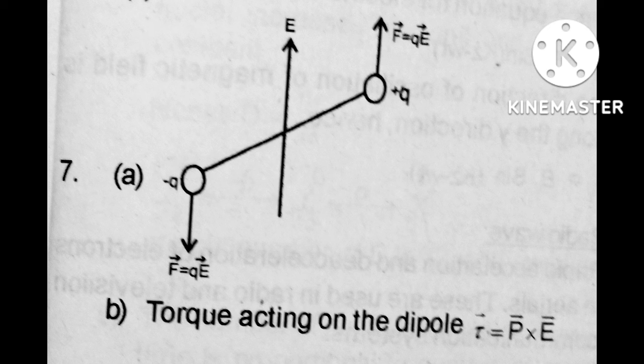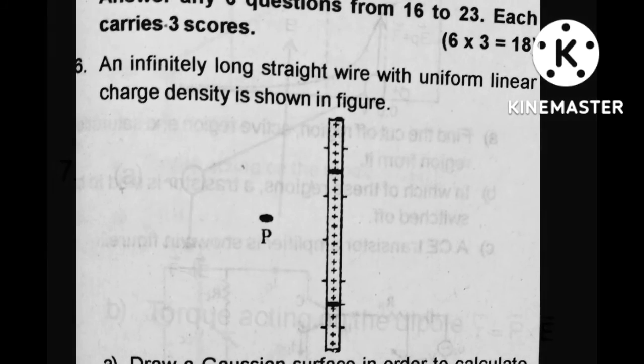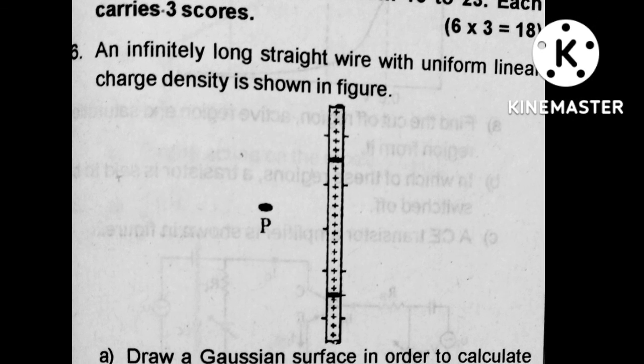We can redraw the figure as shown in the diagram. Here we can see that the force on charge plus Q is QE, which is acting along the direction of the electric field, and the force on minus Q is minus QE, which is in the direction opposite to E. Also the torque acting on the dipole, that is vector tau, will be equal to vector P cross vector E. Now we can move to question number 16.